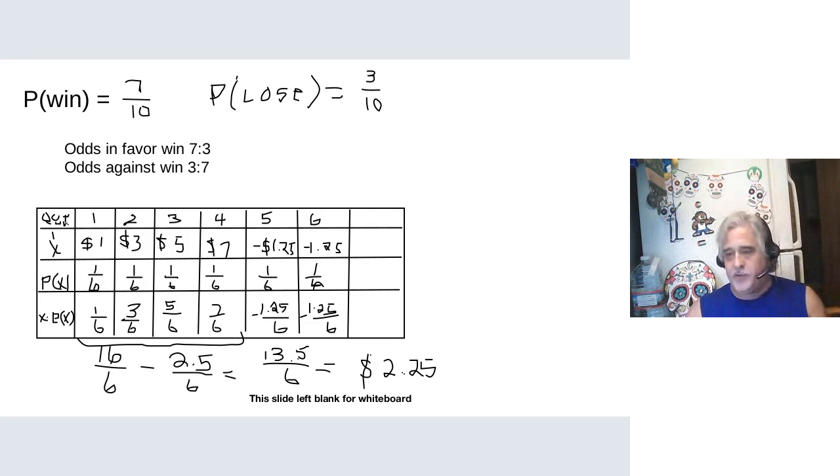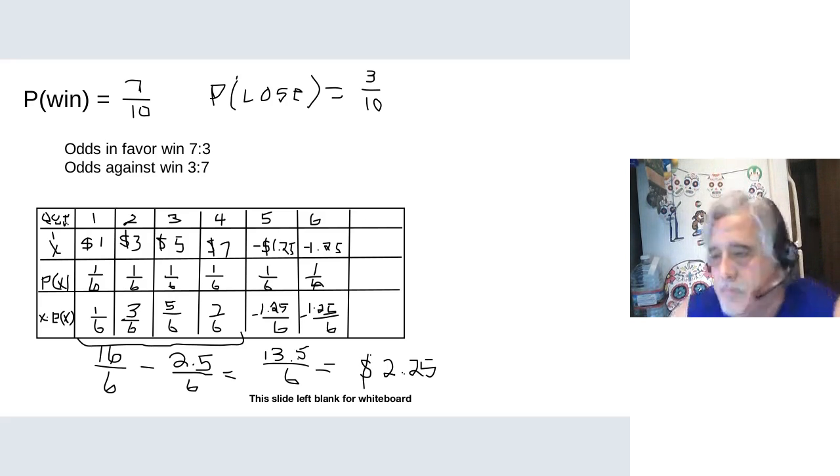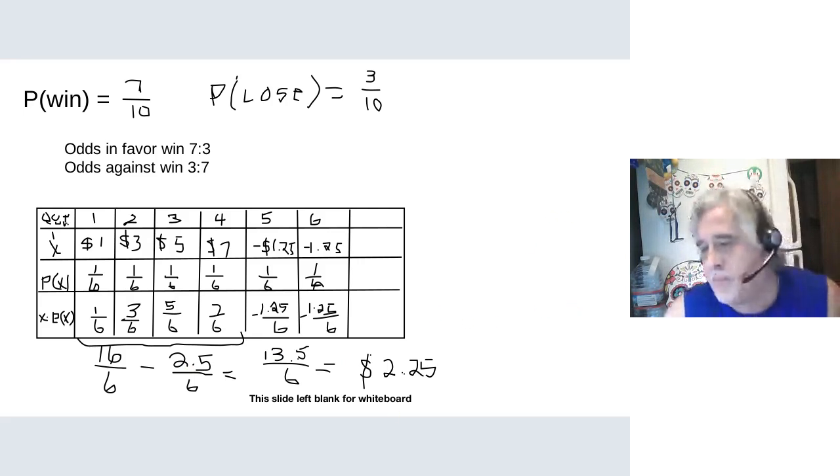I'm going to go back over just to make sure. $1 on 1, $3 on 2, $5 on 3, $7 on 4, and negative 1.25 on 5 and 6. All the probabilities are 1/6. Multiplying 1 times 1/6 is 1/6. 3 times 1/6 is 3/6. 5 times 1/6 is 5/6. 7 times 1/6 is 7/6. Then you add all of the positive ones up, you get 16/6. The two negative ones, because they're losses, is negative 2.5/6, because when you add 1.25 to 1.25, you get negative 2.5. So that's 13.5/6 positive. So this is what we call an expected value of $2.25.